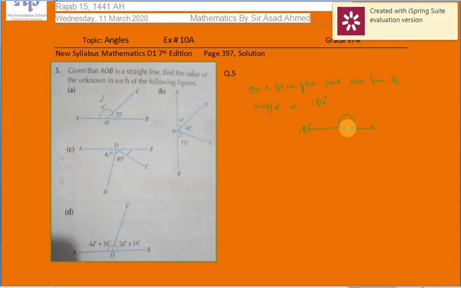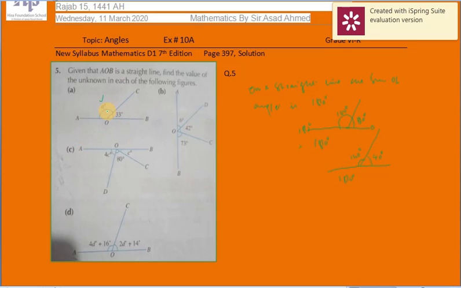So suppose it is say 80 degrees, so the rest of this must be 100 degrees, and when we add the two angles on a straight line, the sum will become 180 degrees. Similarly, if there is a straight line and we divide it into two angles, and one is 40 degrees, the other must be 140 degrees, because on a straight line the sum of the two angles or three angles, however many angles there are, when we add all the angles, it becomes 180 degrees. So we solve part A.